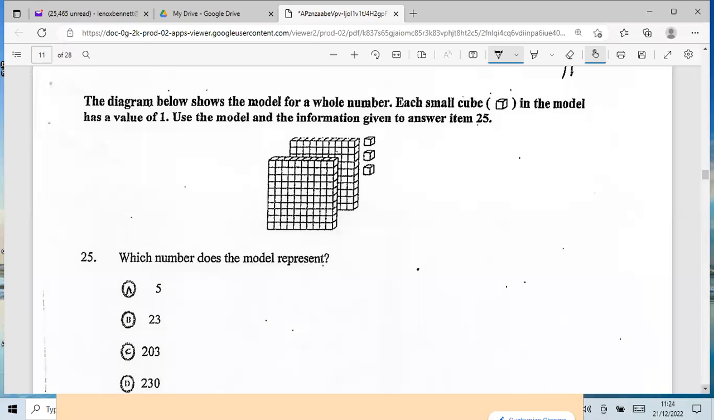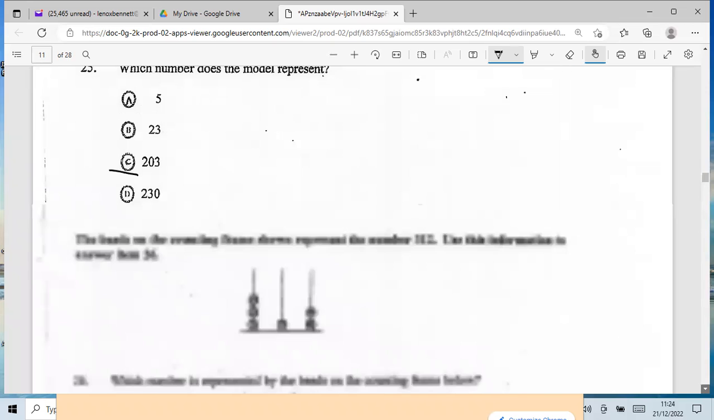C. 203. All right. So this is 100. 1, 2, 3, 4, 5, 6, 7, 8, 9, 10. So this is 100, 10 by 10. This is another 100. So that makes it 203 single ones. I agree. Very good. All right. Let's move on to 26.